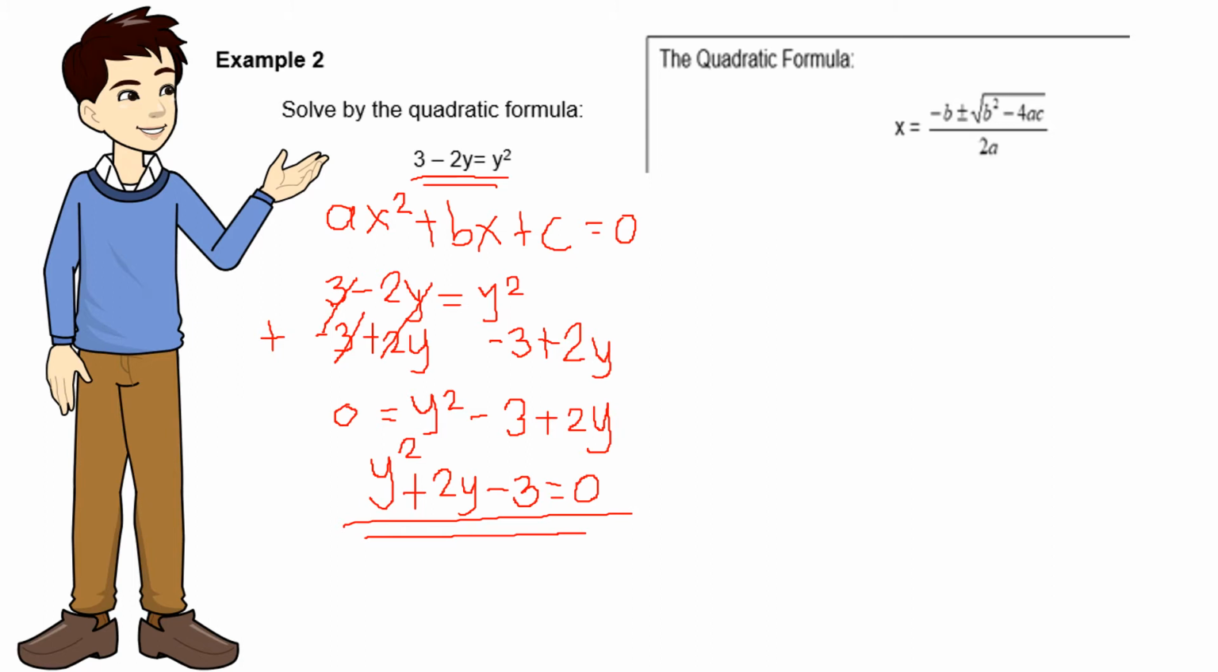Okay, next, determine the value of ABC. Our A equals 1, letter B is positive 2, letter C equals negative 3. So, ito ngayon yung mga value ng A, B, and C na gagamitin natin sa ating quadratic formula.